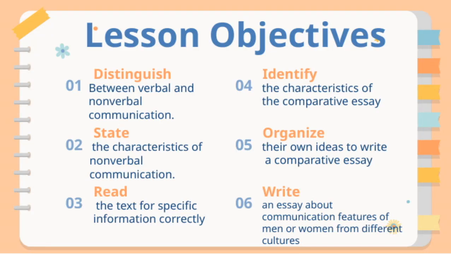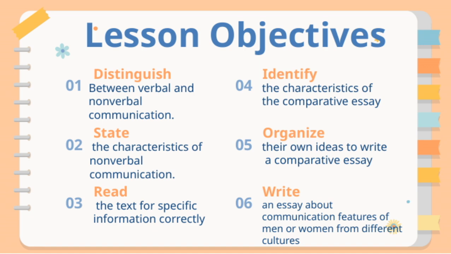Here, we focus on the process of writing a comparative essay. The first step is to organize your ideas effectively, which helps in presenting a clear and logical argument. Next, it's important to identify the characteristics of a good comparative essay, so you know what to include and how to structure your work. As you read your sources, make sure to find specific information correctly. This ensures accuracy and supports your points.